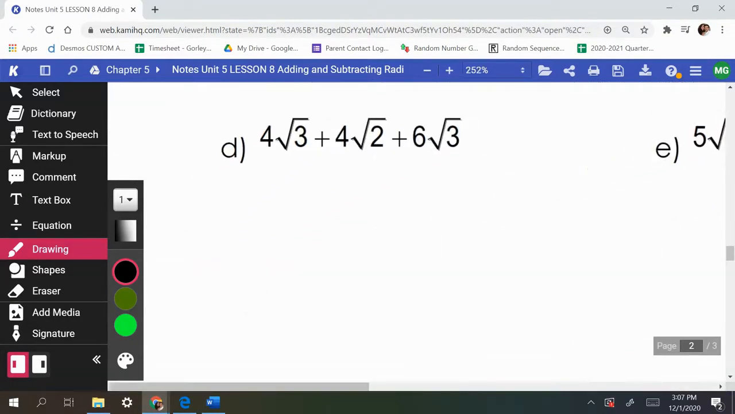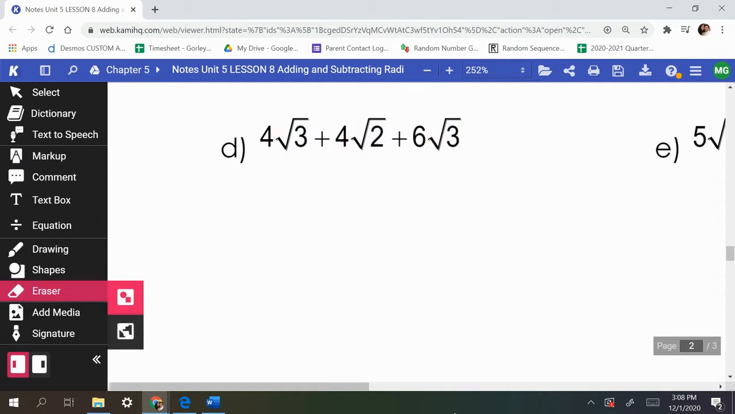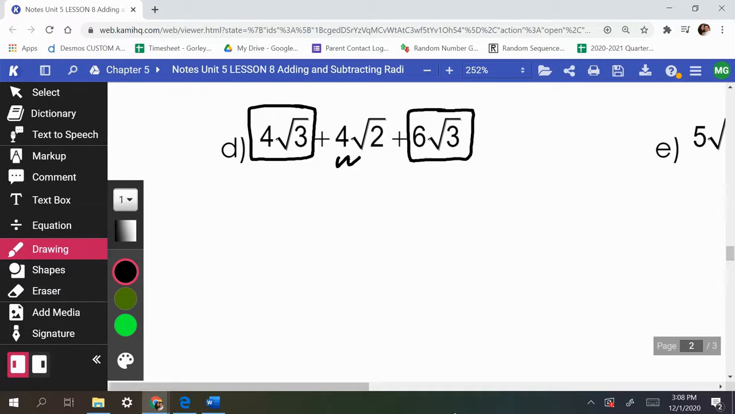Down here in part D, do I have like radicals? Well, here I've got a square root, and a square root. Okay, so the index is the same. What about the radicand? I have 3, 2, 3. So there's one in particular that's not going to be a like radical. It looks to me like these are going to be like radicals because they're both square roots and both the radicands are 3. But this one is not a like radical with the other 2.